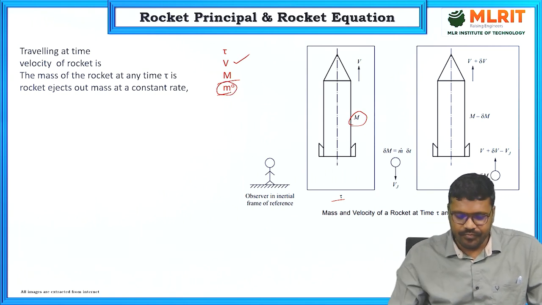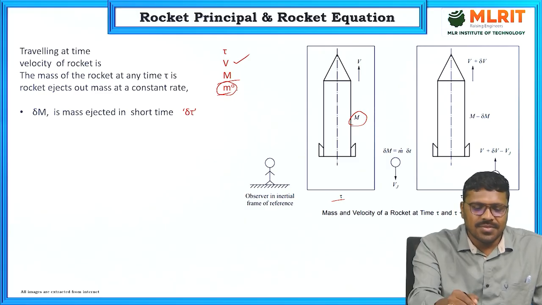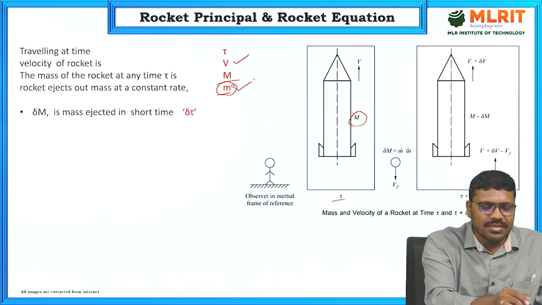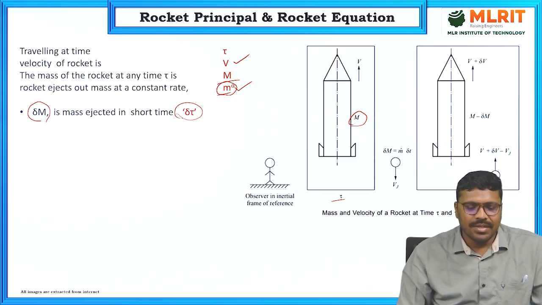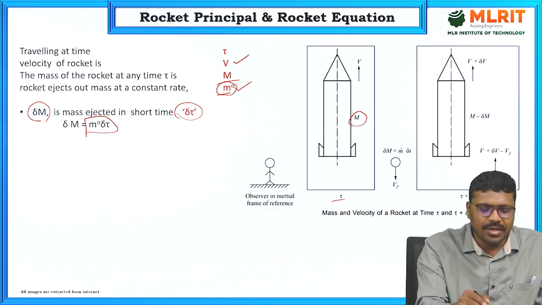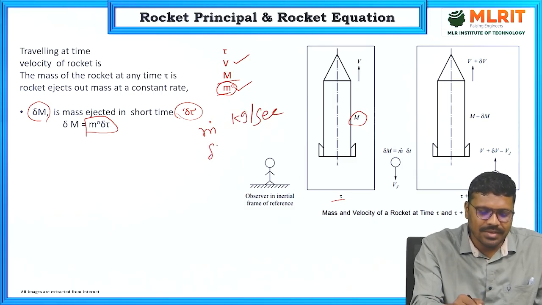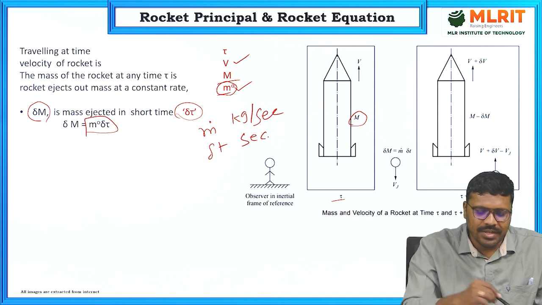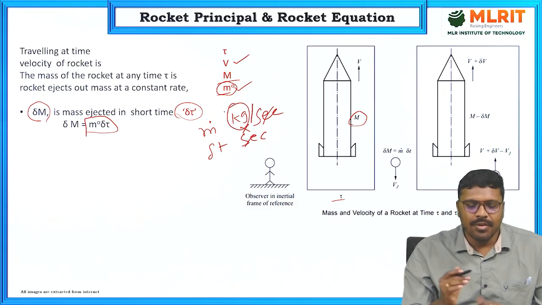If this rocket is ejecting mass at rate m dot, and let us say delta m is the mass ejected during a time delta t, then I can write delta m is equal to m dot into delta t. M dot is the mass flow rate of the gases, in kg per second, and delta t is in seconds. I want to calculate the total mass ejected. If I multiply this, seconds will get cancelled, and I will get the mass of the propellant ejected out.